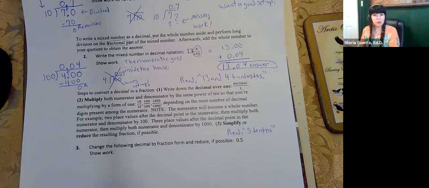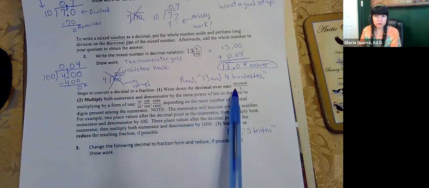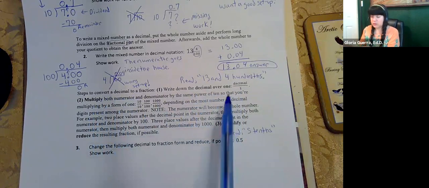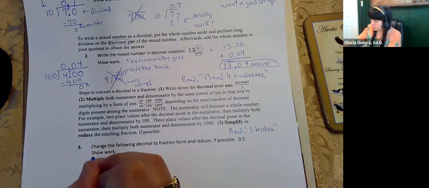Okay, so this is how we're going to train you. This is how we want you to show your work. Here are your steps. There's like 3 steps. The first step, to convert a decimal to a fraction, we want you to start off with this format, decimal over 1. So start with decimal over 1. So you're gonna show your work.